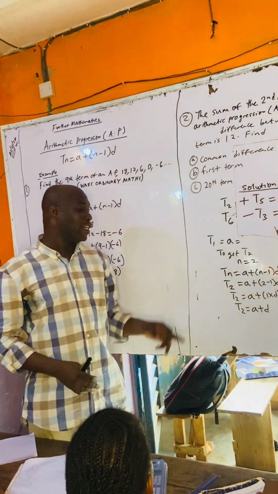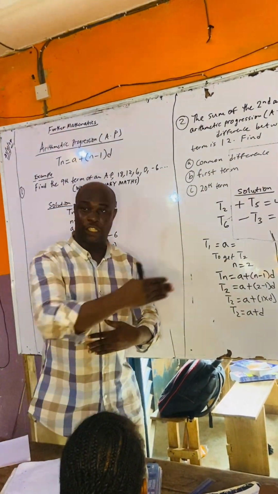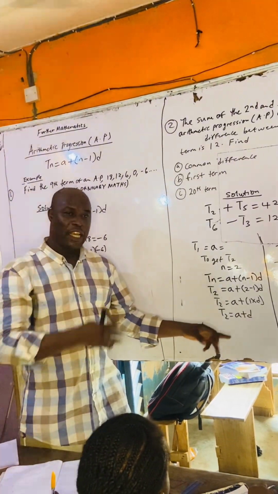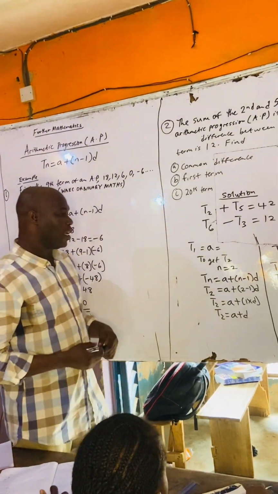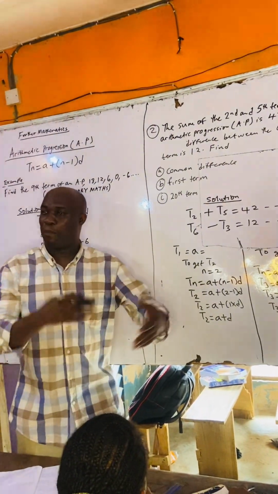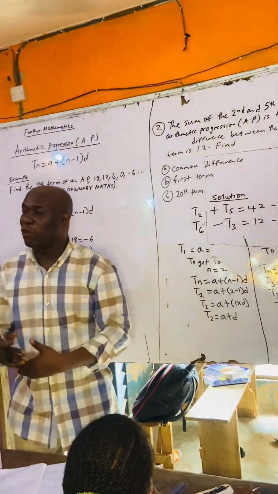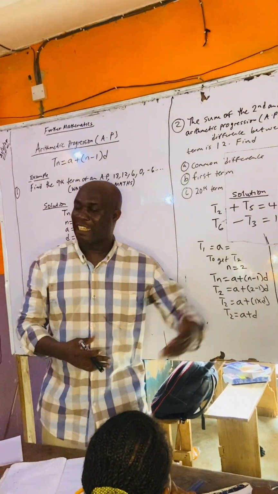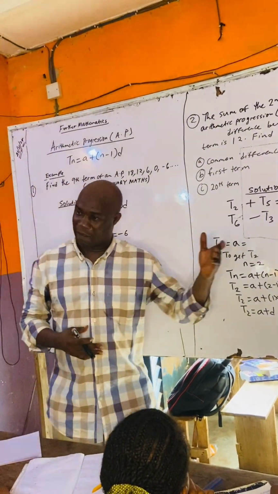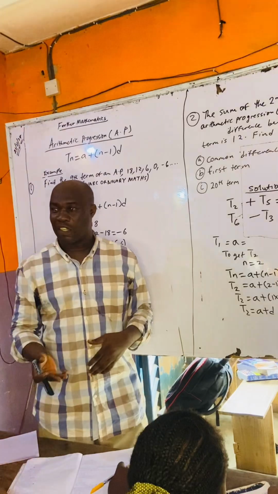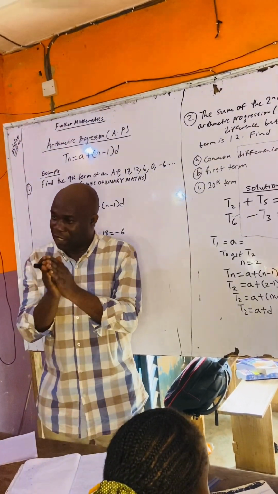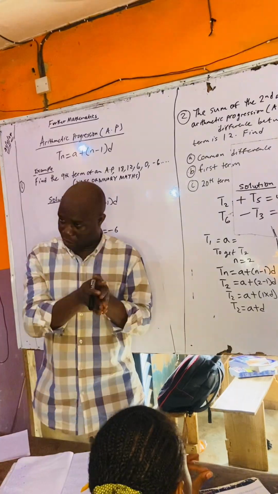If T1 is equal to a, T2 is equal to what? A plus d. Are you getting me now? So T3 is equal to what? A plus 2d. T4 will now be what? A plus 3d. T5, a plus 4d. T6, a plus 5d. T7, a plus 6d. Do you understand now? I have to explain this to you before I continue.